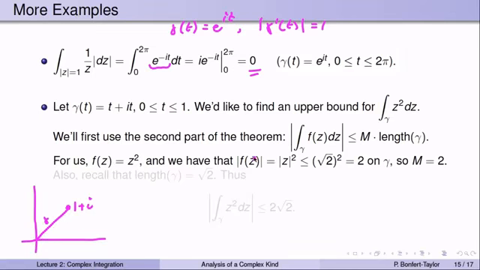Well, f of z is the absolute value of z squared. And the absolute value of z on this entire path gamma never gets bigger than the absolute value of 1 plus i, which is the biggest it gets in absolute value. But 1 plus i has absolute value square root of 2. So the absolute value of z never gets bigger than the square root of 2, and so the absolute value of z squared is bounded above by 2 on gamma. So we can use M equals 2 on gamma.